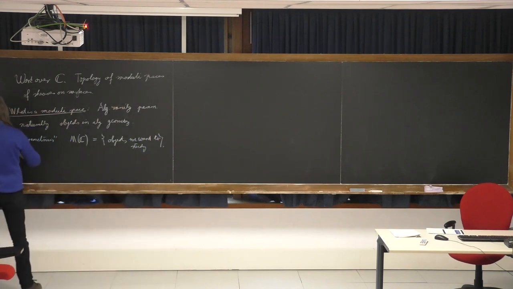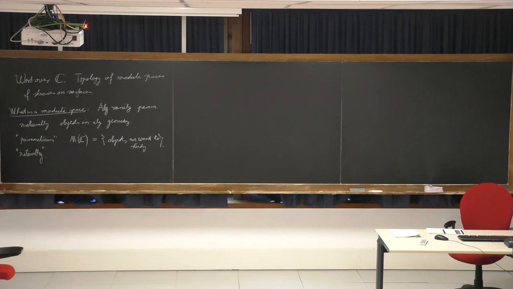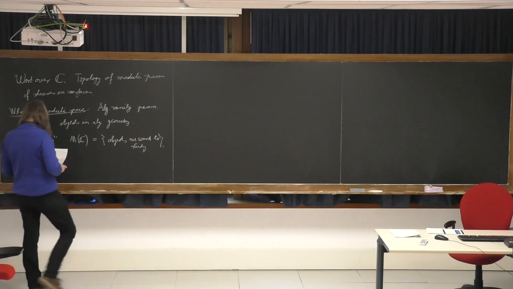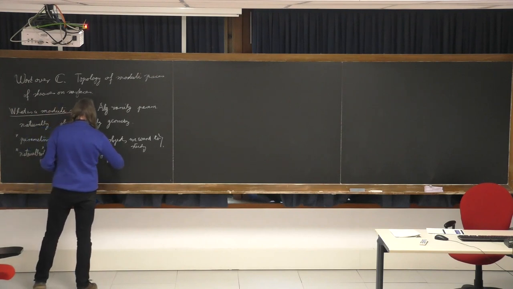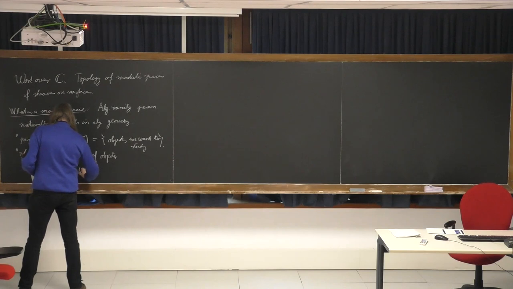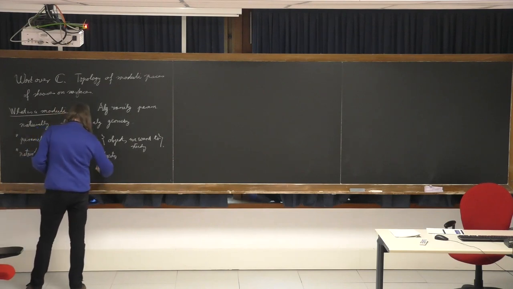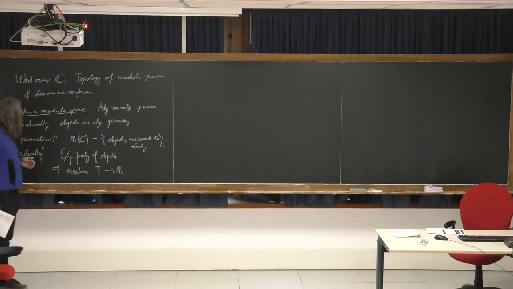And naturally means that if we have a family of objects, an algebraic family of objects, parametrized by T, then we get a morphism from T to the moduli space corresponding to this family. Obviously I haven't said what the family is. It means it's something lying over T with a morphism to T, such that the fiber over every point t in T is one such object we want to study.